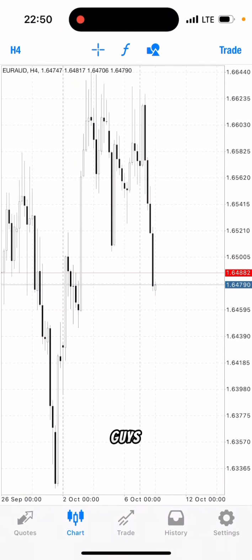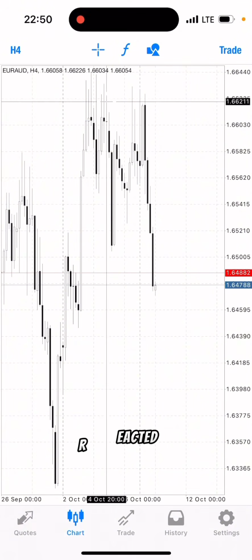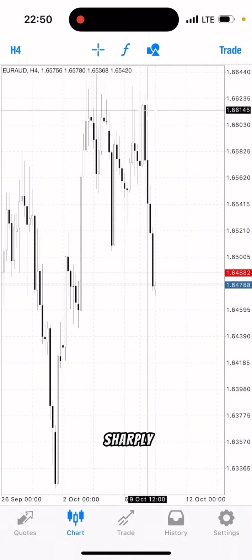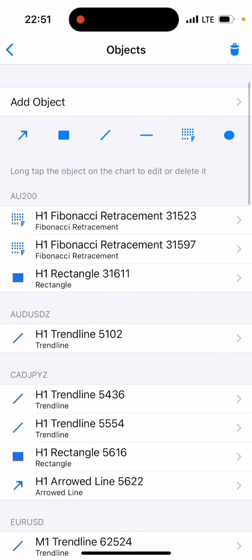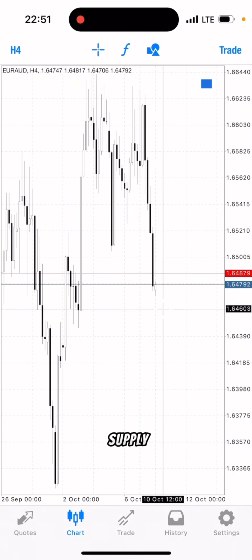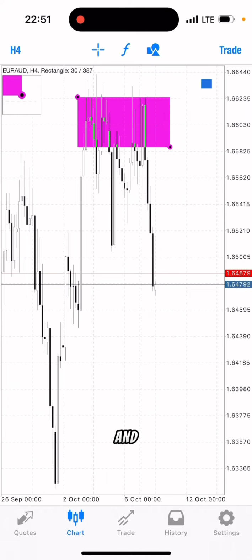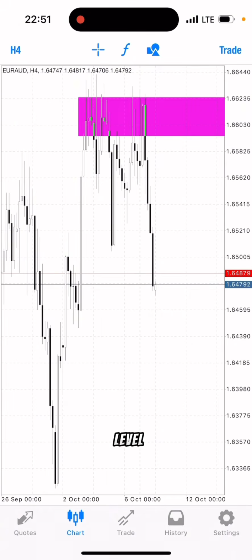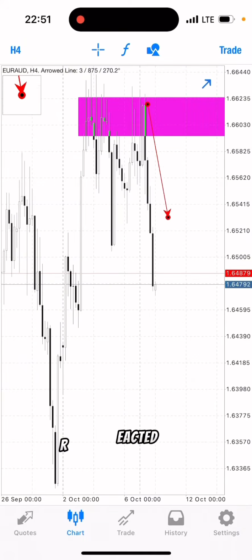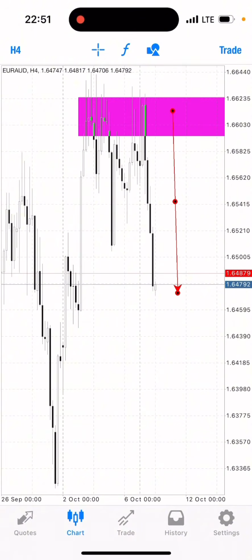Okay, so guys, on our EUR/AUD chart right now, we see the way the market reacted to this level sharply, making it form a supply level here. And when the market came back to the level here, we see the way the market reacted to it sharply. So here is a supply zone.